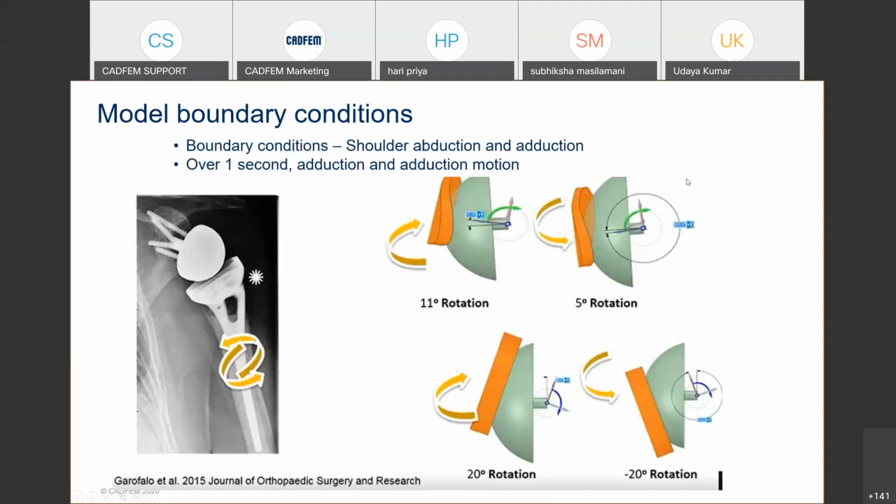In this example, we are considering two kinds of geometries, or two kinds of designs. One design is like the upper part, which is considerably flat, and the glenoid is moving with an 11 and 5 degree rotation over 1 second. The second condition is a cup, a more curved surface, which is the conventional design. Similarly here, over 1 second it is rotated 20 degrees up and down.